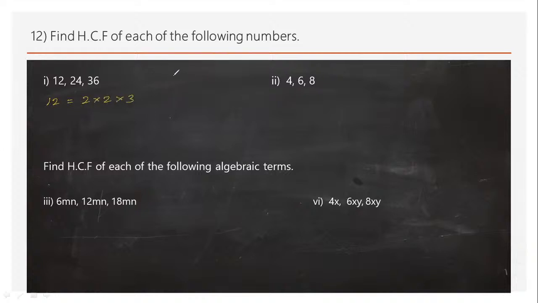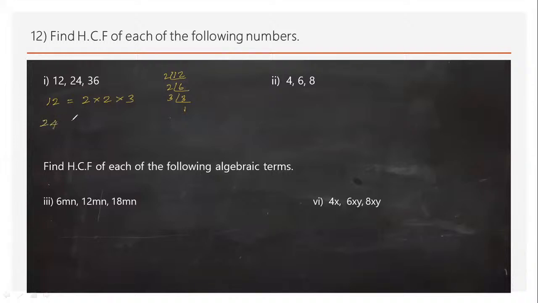If it is difficult to write the product of prime factors directly, then first divide 12 by the smallest prime number 2, that is 6. Again divide by the smallest prime number 2, that is 3. Again divide by 3, that is 1. Then 2 times 2, 4 times 3, 12.